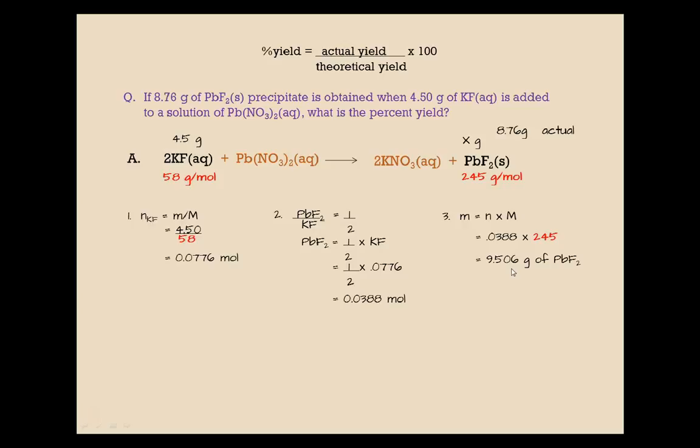So now we have our actual and theoretical. We're ready to apply the percent yield formula. Put in our actual yield over theoretical yield. We get 92.2%, a very good yield for this reaction. So this allows you to calculate the percent yield for any reaction that you're going to be presented with.